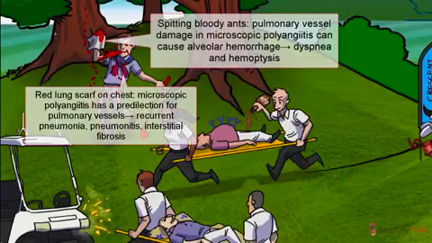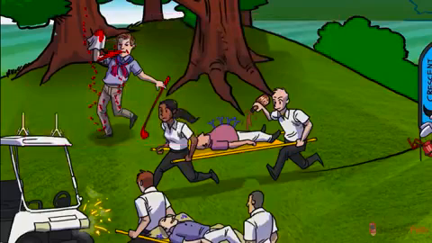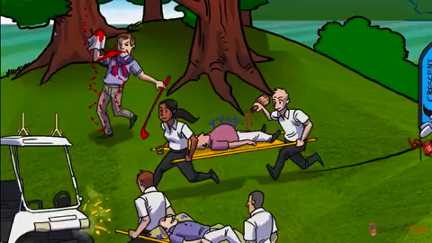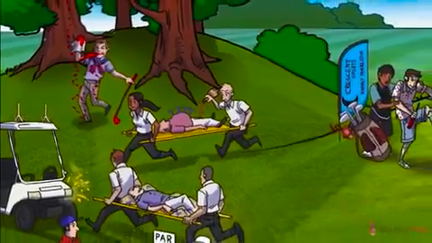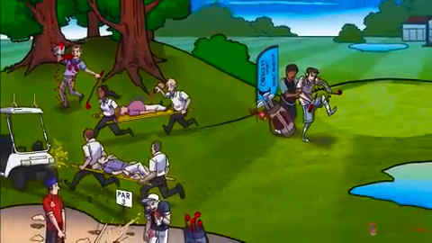Microscopic polyangiitis also likes to hit the kidneys. Well, the glomeruli, actually. Glomerulonephritis can lead to hematuria, proteinuria, and azotemia on labs. While usually mild, watch out. Remember that all these conditions can progress to a rapidly progressive glomerulonephritis.